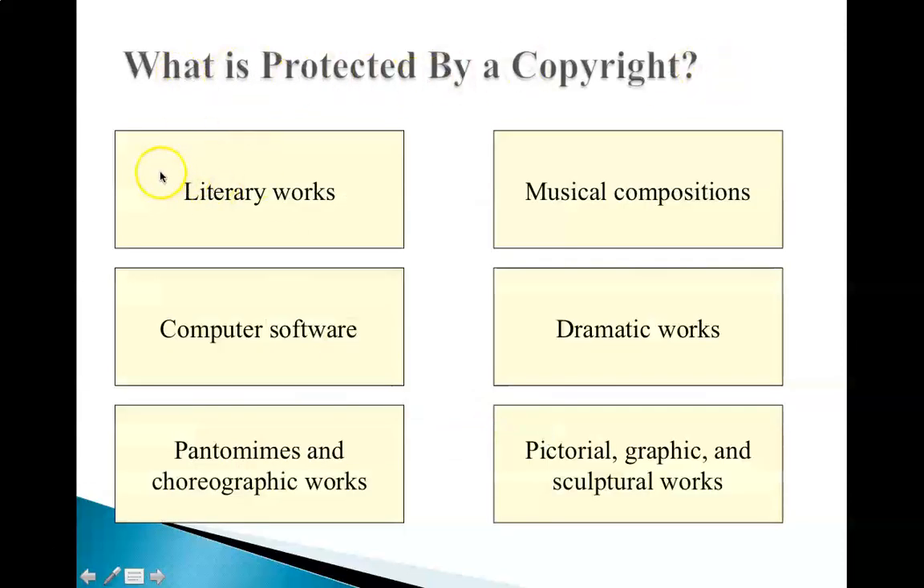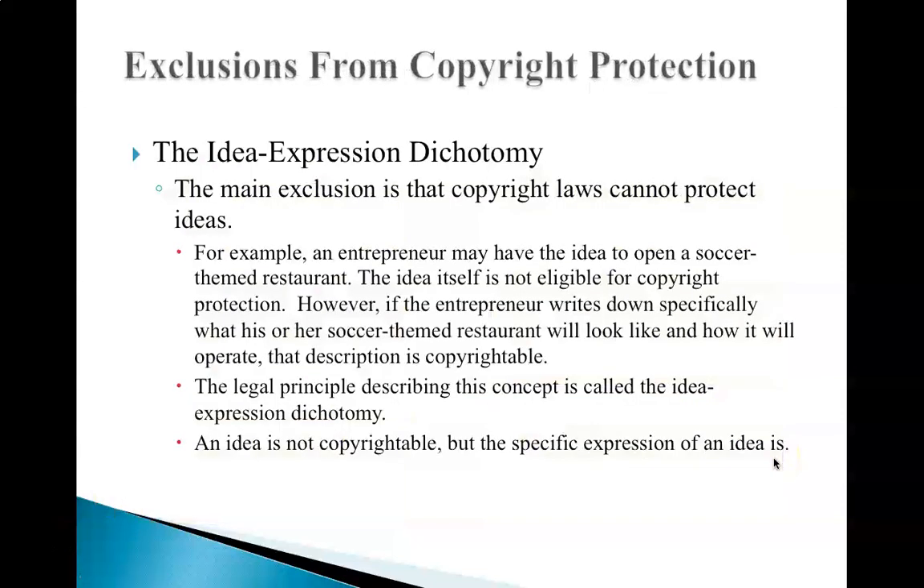What is protected by copyright? Literary works, musical compositions, computer software, dramatic works, pantomimes, pictorial graphics, and sculptural works are copyrighted. The idea-expression dichotomy basically says that, for example, an entrepreneur may have an idea to open a soccer-themed restaurant. The idea itself cannot be copyrighted. However, if you write down exactly what the soccer-themed restaurant will look like and how it operates, the description can be copyrighted.